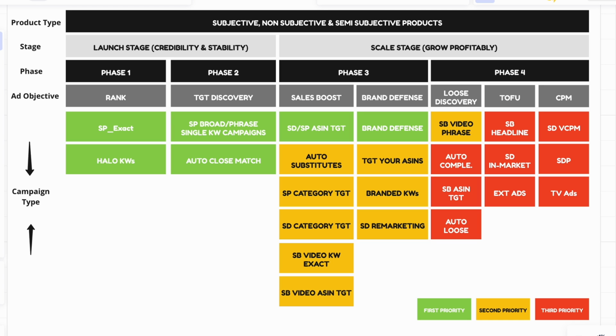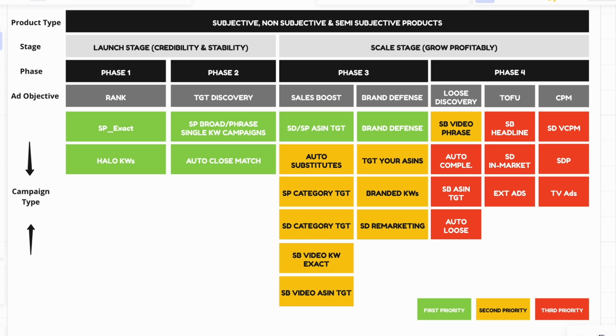Even before switching on any of your ads, you need to understand that there are different types of products, and your approach towards ads will completely depend upon your product type, right? Now what are these product types? By and large, there are three different types of products. The first one is non-subjective products, the second type is semi-subjective products, and the third type is subjective products. Now what are these non-subjective products?